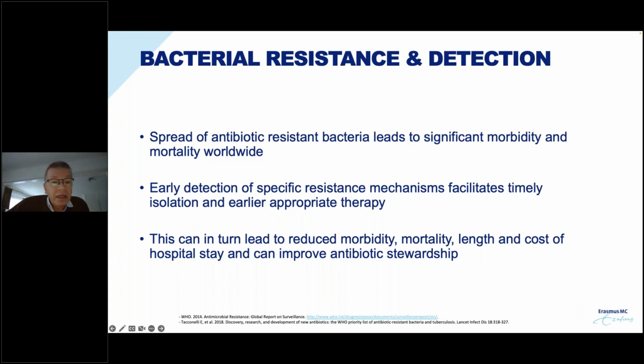Okay, great. So the whole idea of bacterial resistance detection is that this kind of resistance leads to significant morbidity and mortality worldwide. So it is a big issue. The early and fast detection of it facilitates timely isolation and early appropriate therapy. And this will hopefully reduce morbidity, mortality, and also the length and cost of hospital stay, and can be an improvement for these patients.